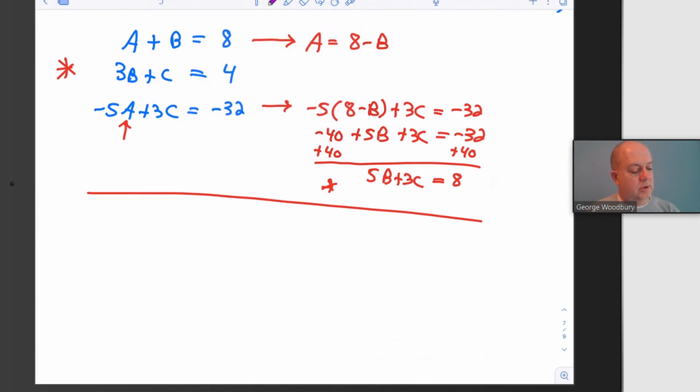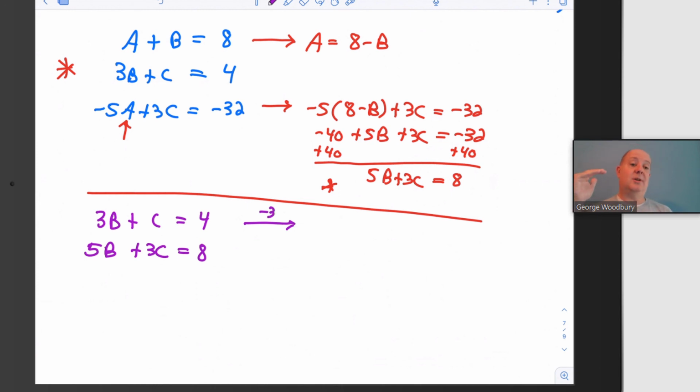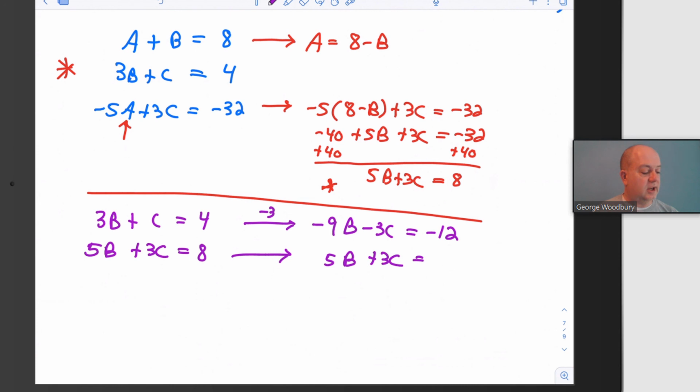Next step, let's rewrite the 2 equations we're going to work with. 3b plus c equals 4. 5b plus 3c equals 8. This time I'm going to use elimination, and I'm going to eliminate the variable c. I can do that by multiplying the top equation by negative 3 on both sides. So that will give me a negative 3c to cancel the positive 3c in the other equation. Distribute through the negative 3, negative 9b minus 3c equals negative 12. Copy over the other one, 5b plus 3c equals 8. Negative 4b equals negative 4. b equals 1.